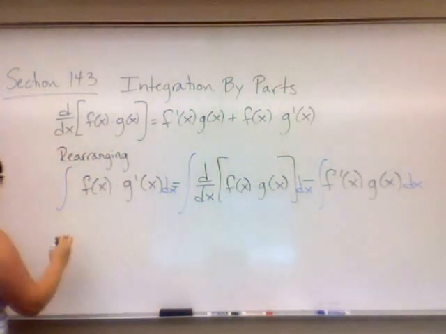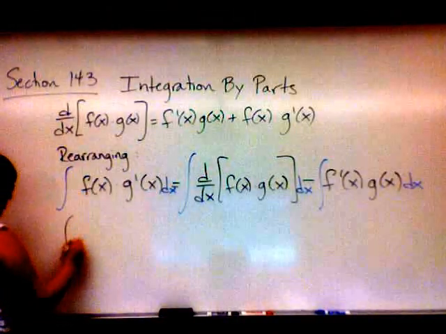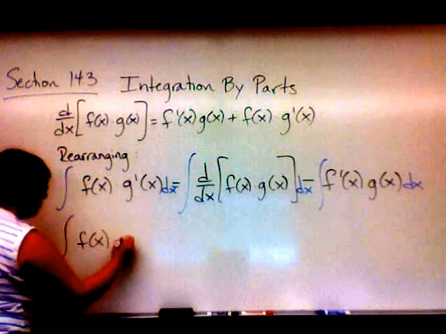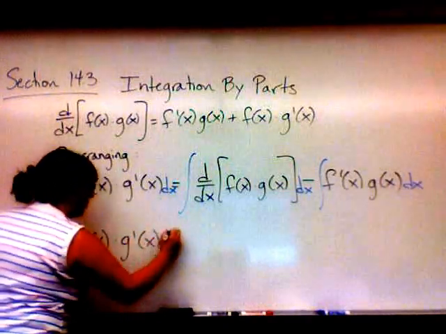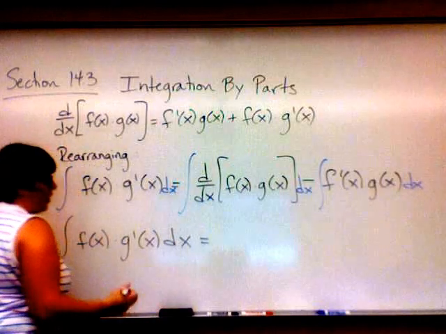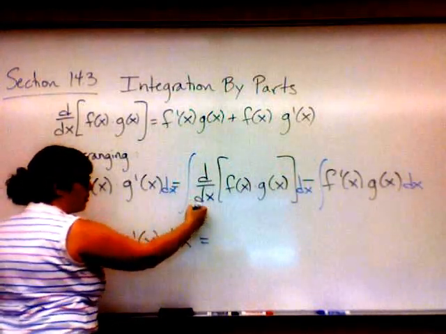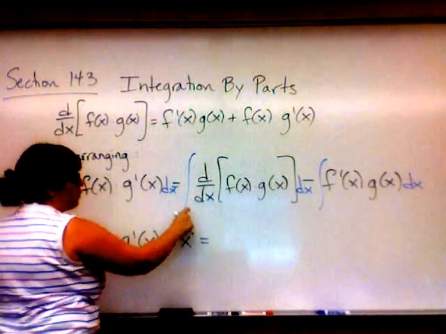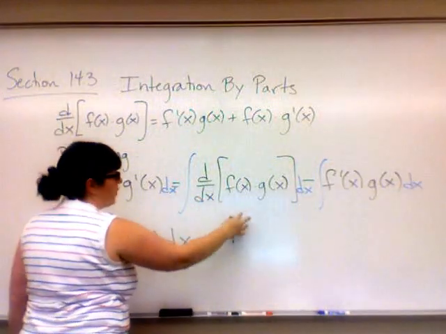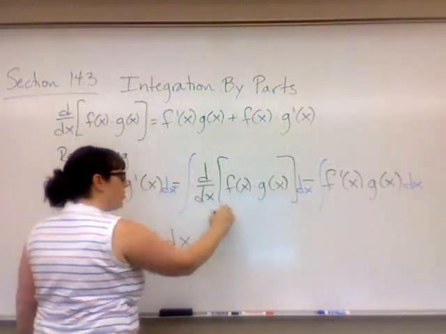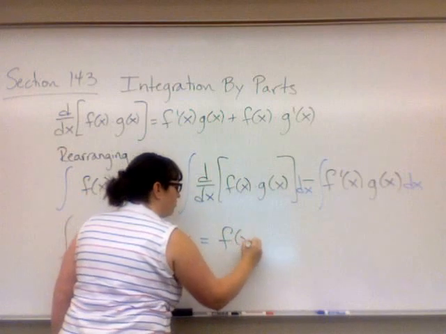Okay? So what we now have is the following statement. That's an antiderivative. The antiderivative and the derivative are opposite operations. So if I'm taking the antiderivative of a derivative, they undo each other, so I'm left with just the inside expression.